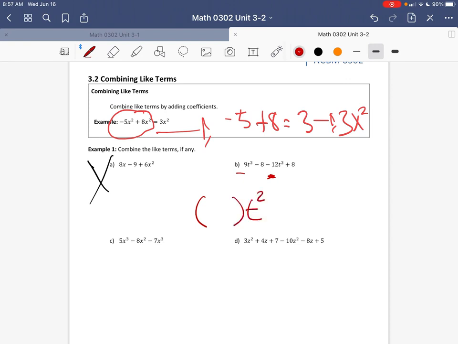Let me switch to black here for just a little bit. Write a set of parentheses with t squared, and then inside the parentheses, we're going to have the number 9 from the first term, minus 12 from the second term. The 9 minus 12 turns into minus 3t squared.